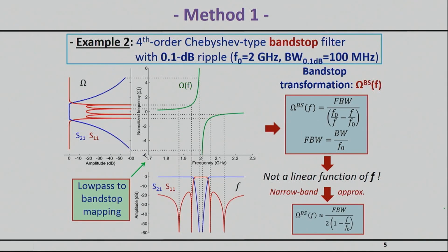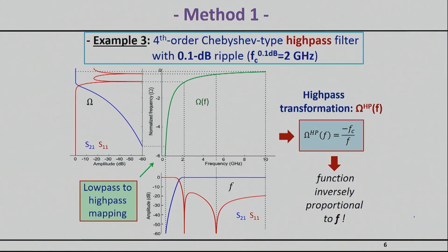Here's another example of how you can go from the same type of initially synthesized low-pass response to now a band stop, which is shown right here. Notice that the S21 here is shown in blue, which means you need a notch in this case. In this particular case, we will do the same thing. It's a fourth order Chebyshev centered at 2 gigahertz. The low-pass to band stop transformation mapping is the one shown right here, which, and now it's more clear from the picture, is a nonlinear transformation, so you need to be aware of that.